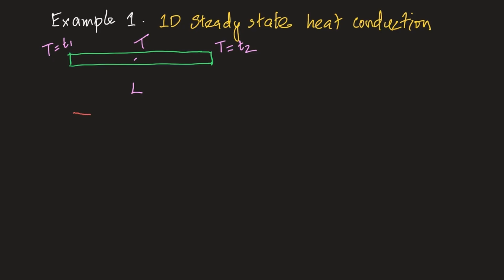We can take this as the x-axis and the left end is x equal to 0 and the right end becomes x equal to L. To solve this, we should first mathematically formulate the problem. The mathematical formulation will include governing equations and boundary conditions.